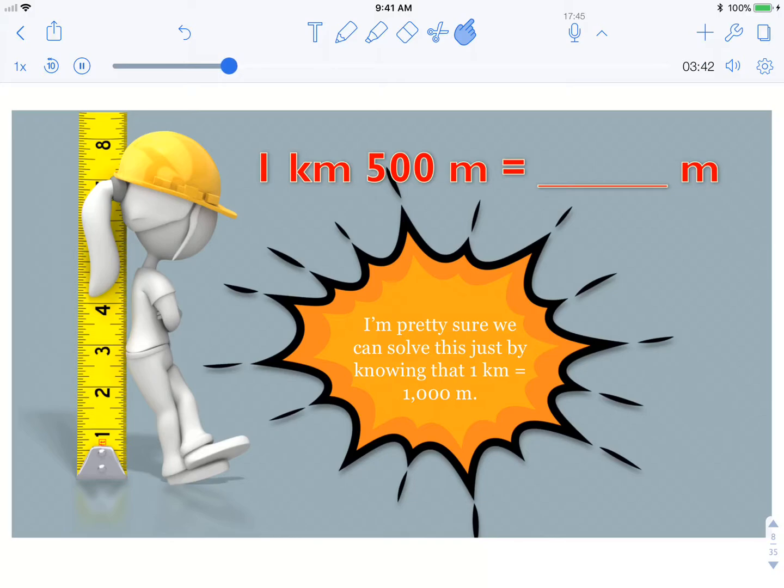How will that help us? See, here's the deal. You can't just add kilometers with meters. You have to stop and you have to break it down somehow. And right now, what we want to do is break down the kilometers into meters, because if we have meters plus meters, then we can answer the question. But right now we have 1 kilometer, 500 meters, and they want to know how many meters total we have. To get that, we're going to have to convert our 1 kilometer to meters.